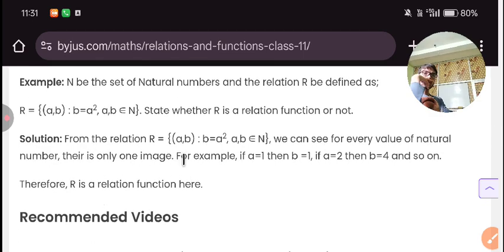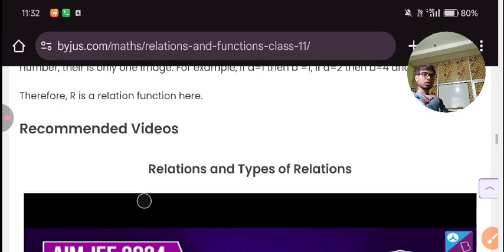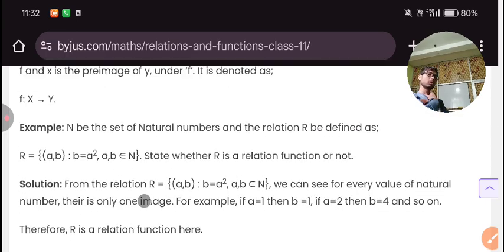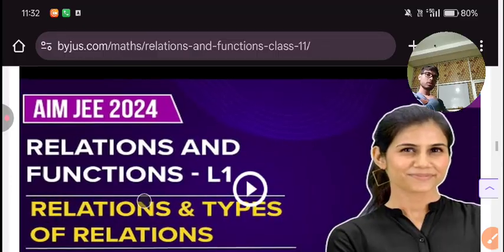Solution: from the relation R = {(a, b) : b = a²}, we can see that for every natural number there is only one image. For example, if a = 1, then b = 1. If a = 2, then b = 4, and so on. Therefore, R is a function.